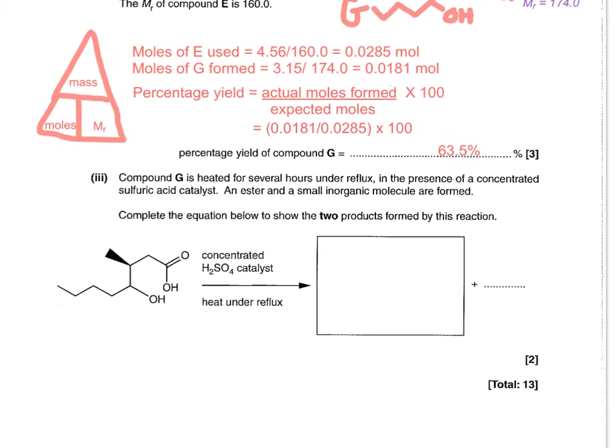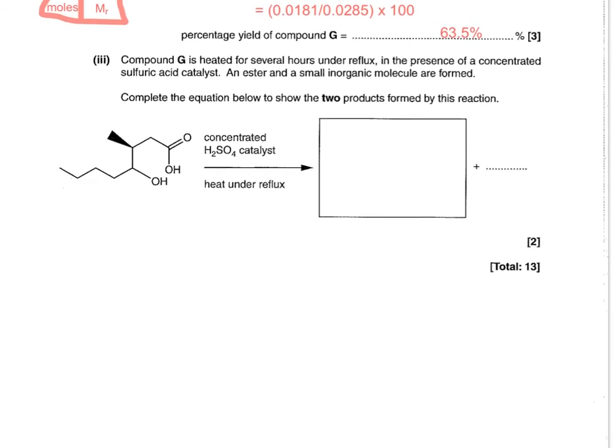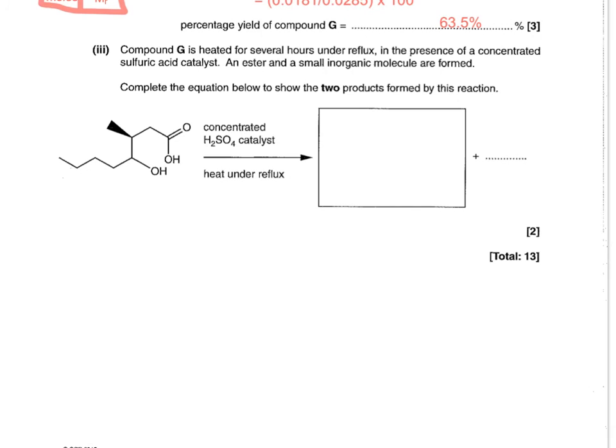Moving the whole page down a bit, final part of the question. It says compound G is heated for several hours under reflux in the presence of a concentrated sulfuric acid catalyst. An ester and a small inorganic molecule are formed. So this tells us very clearly that we're dealing with an esterification, which means that these functional groups will react with each other. It's another example of a cyclic ester, like we talked about a little bit earlier. That would be the kind of thing you'd be hoping to put together for this last part of the question.